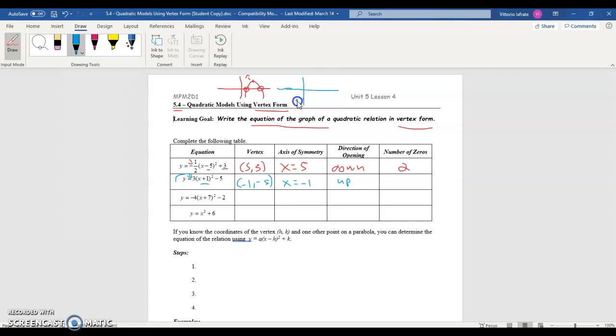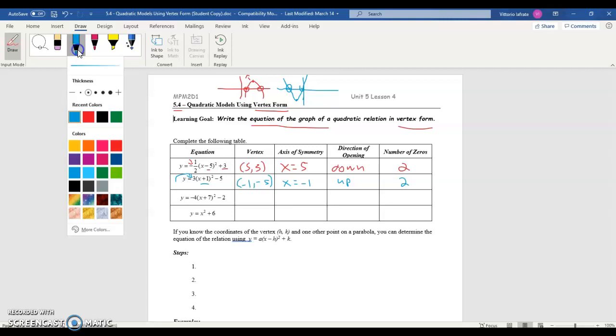If it opened downward, our parabola would go below -1, -5, and so it would never go back up to the x-axis. But this opens upward, so what that means is a parabola is something like this. There and there, which means it has to hit the x-axis twice. So that means that there are 2 zeros for this situation as well. Let's take a look at our next example. Let's choose a different color here. Let's do this purple color.